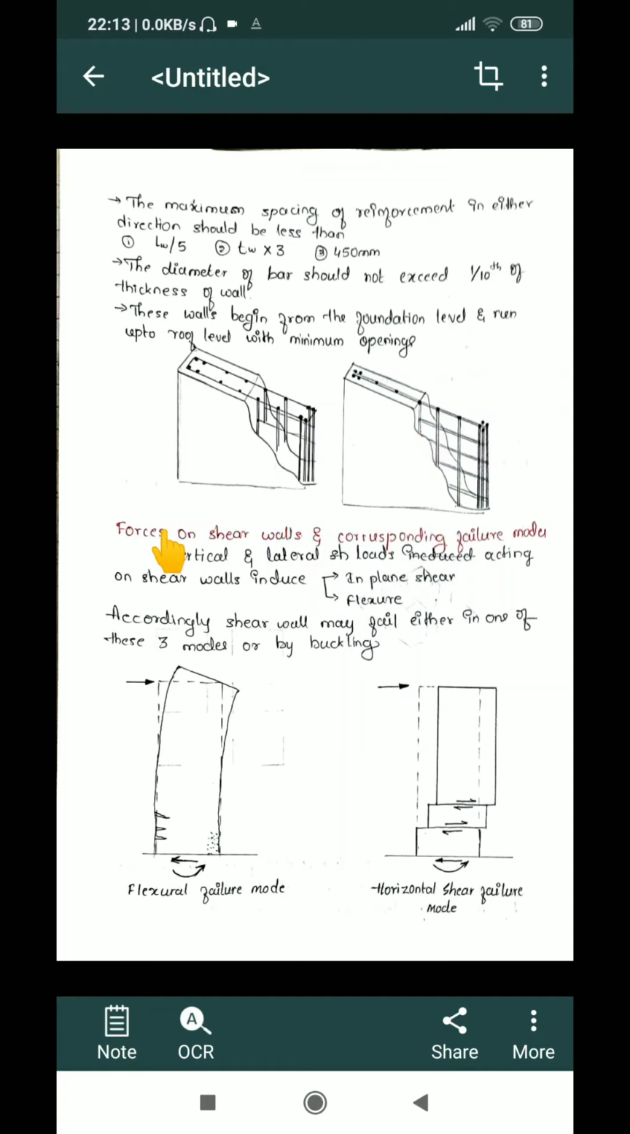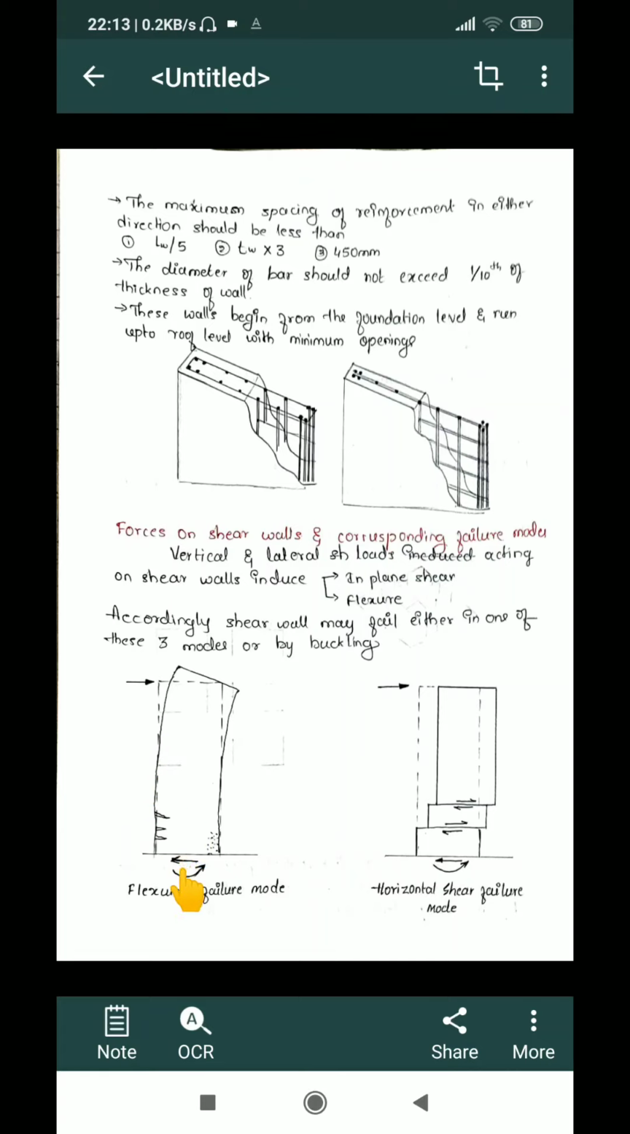Let us start with a study of the forces on shear walls and the corresponding failure modes. In shear walls there are mainly two types of forces: one is in-plane shear force and the other is flexural force. Based on these two types there are three modes of failure, and apart from these three modes a building may also collapse because of buckling of a shear wall. So the first one is flexural failure.